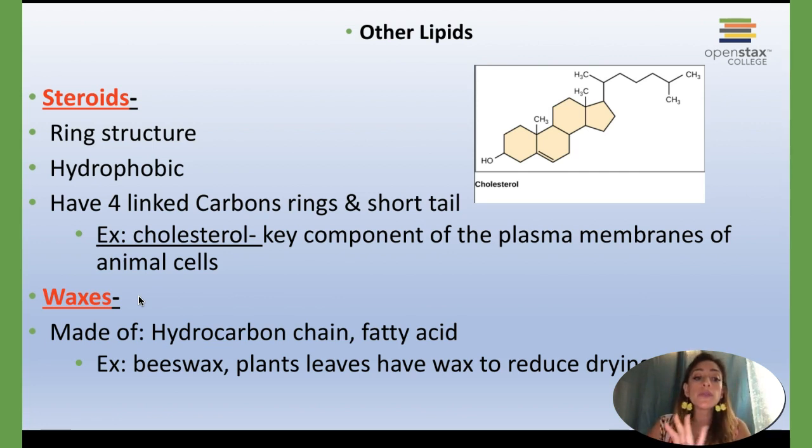Steroids. Okay? There's going to be four-length carbon rings and a short tail. Specifically in cholesterol. There's a really good picture of cholesterol right here. It's a key component of the plasma membrane. We'll see the cholesterol is kind of sticking out of the plasma membrane when we get to the cell structures. And waxes are another type of lipid. A common wax that we'll see is actually on plant leaves, which actually helps them from drying out. And waxes are made up of a hydrocarbon chain. Remember, what's a hydrocarbon chain? It's actually a molecule made up of only carbons and hydrogens. Okay?